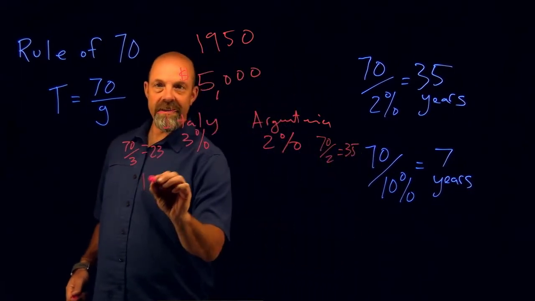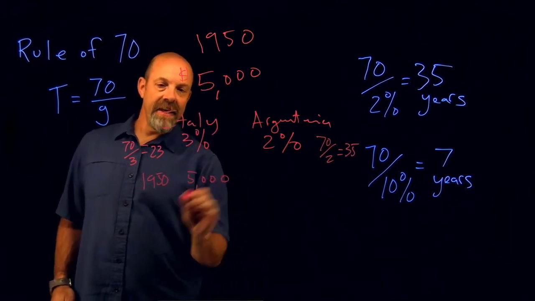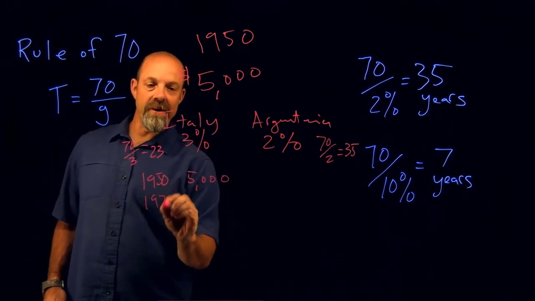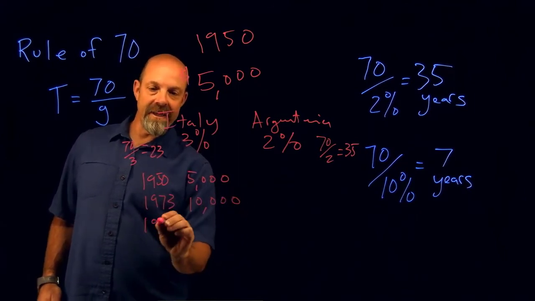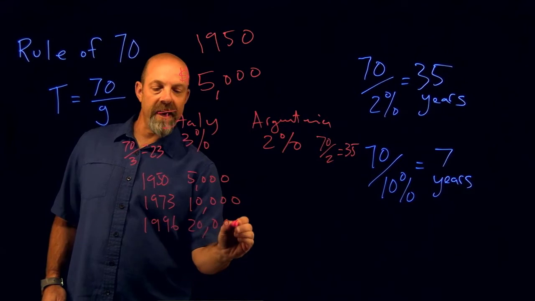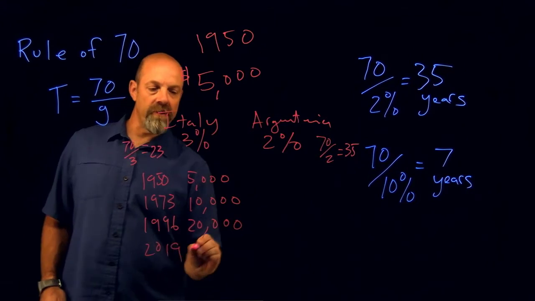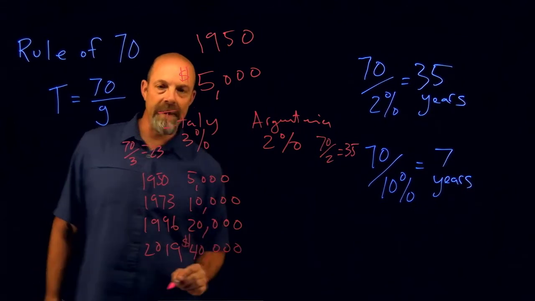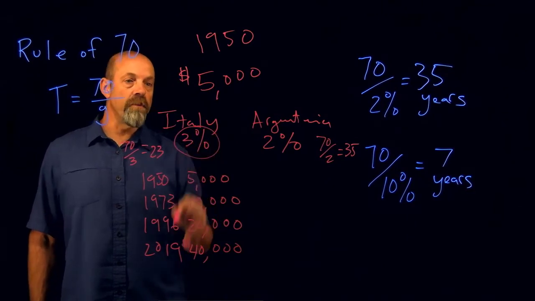So if in 1950 Italy has a GDP equal to 5,000, in 23 years their economy will double. So in 1973, their economy will equal $10,000 GDP per capita. In 1996, another 23 years, their GDP per capita will be $20,000. By 2019, another 23 years, their economy will double again to $40,000 GDP per capita. Now, keep in mind, this is assuming that their economy actually does grow at a rate of 3 percentage points.